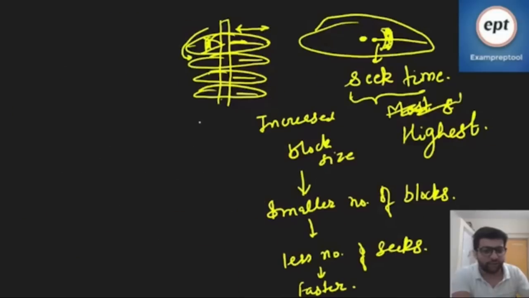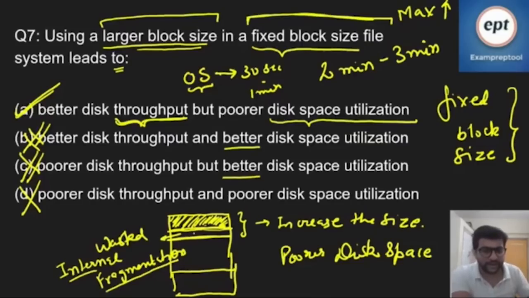Right. So we have to remember two things here. If we have been given a fixed block size, then there will be some internal fragmentation, right? And that could lead to some wastage of disk space, right? That is why poorer disk space utilization.